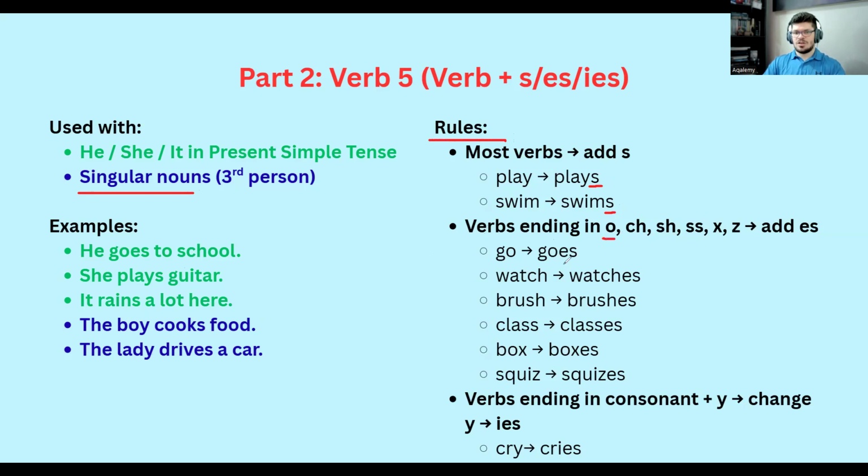If it's o, we add es. Let's change the color. If we have ch, like watches, we put es as well. If it's sh, like brush, it becomes brushes. Most situations, we put s or es. Let's change. S, class, classes.